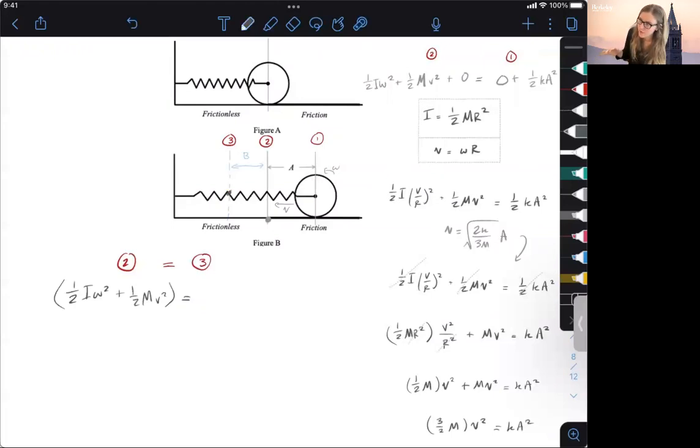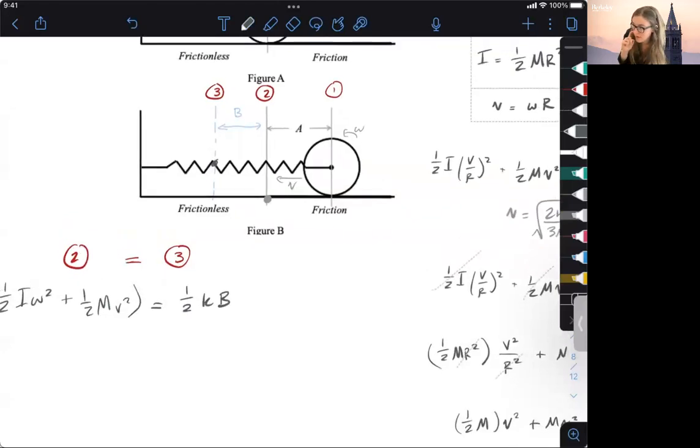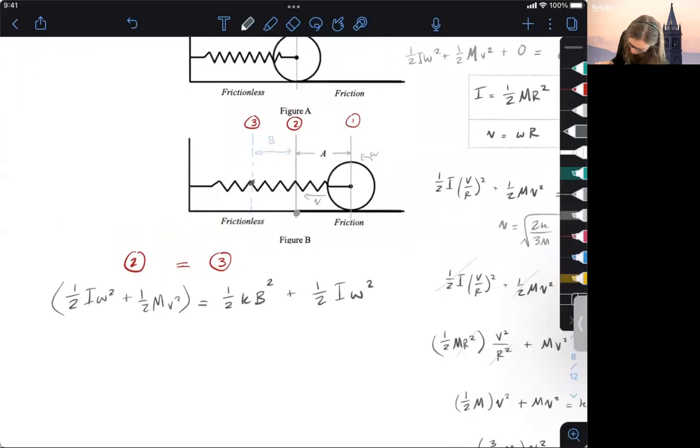So this is kind of a conceptual problem. What's happening at the end? We have 1/2 K, and then B is the distance, the compression of the spring, right? 1/2 K B squared, and that's the maximum, plus 1/2 I w f squared. Sorry, w f. This is going to be the same w, because it's not going to take away from the angular velocity after we leave that frictionless area. So this I w squared is going to be equal on both sides.